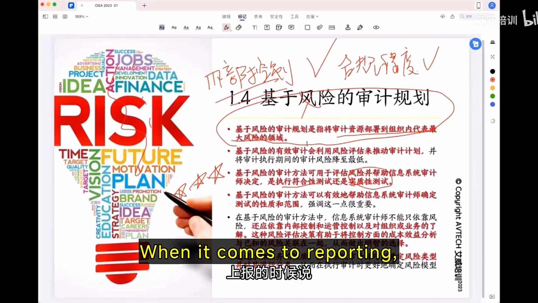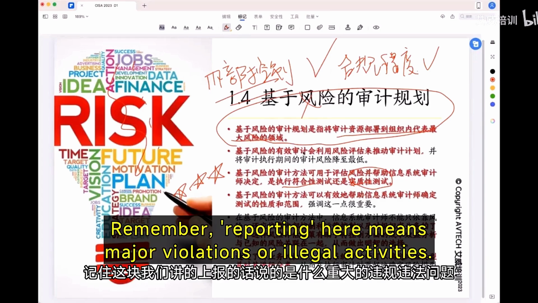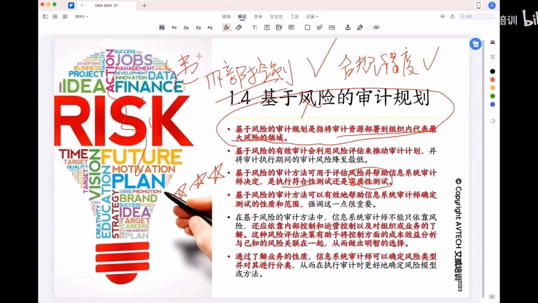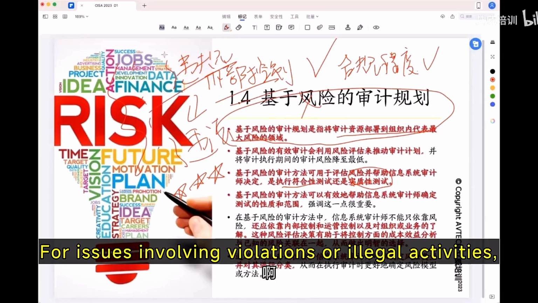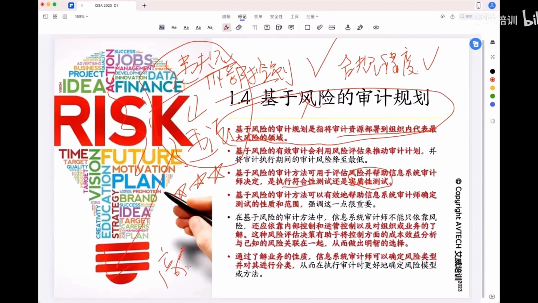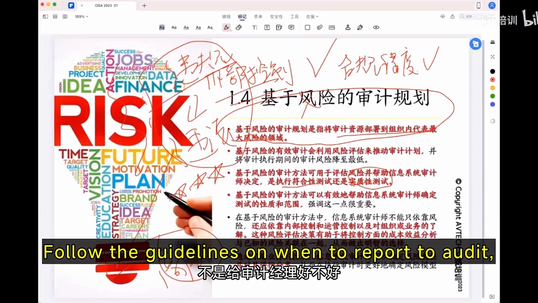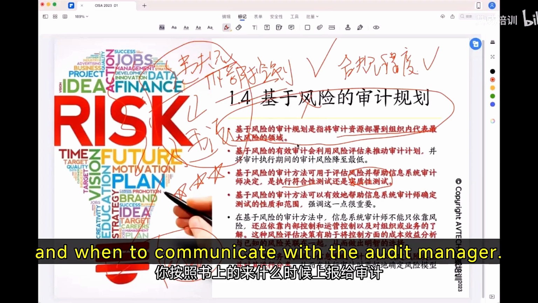When it comes to reporting, we're talking about submitting to the committee. Remember, reporting here means major violations or illegal activities. For issues involving violations or illegal activities, these must be reported to senior management, not to the audit manager. Got it. Follow the guidelines on when to report to audit and when to communicate with the audit manager.